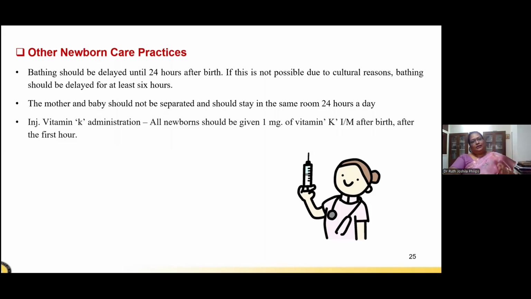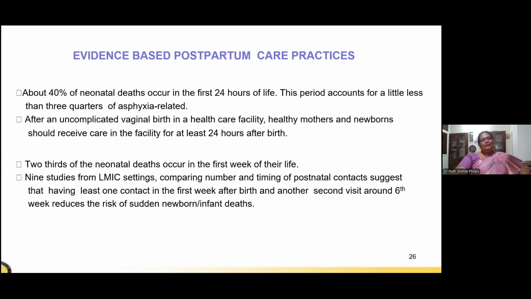If at all this vitamin K administration has to be done, or the weight of the baby has to be checked, it is usually done after the first hour of the birth. So they will say that wait for weight. You don't have to hurry up for that. So those are some of the intranatal care practices.